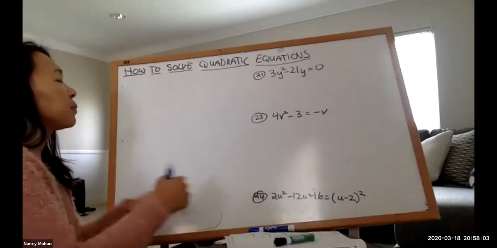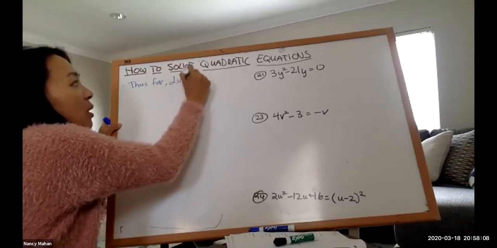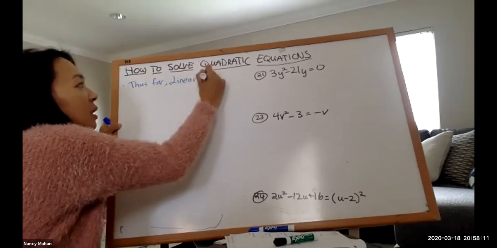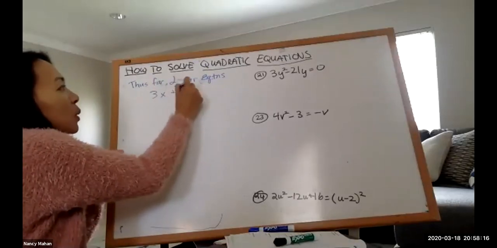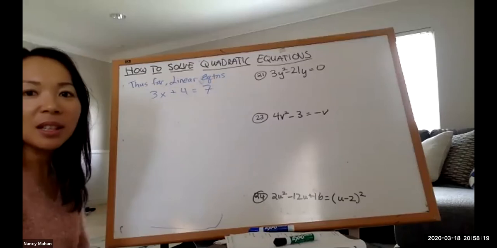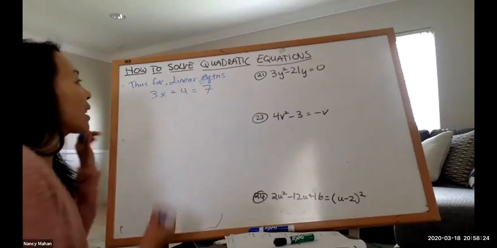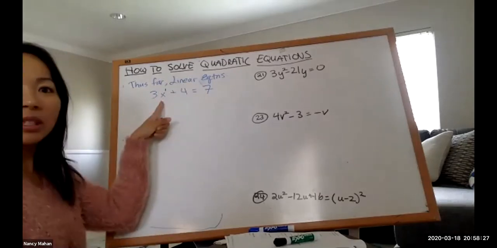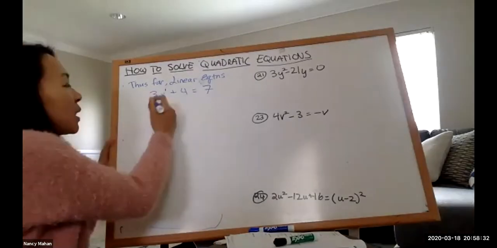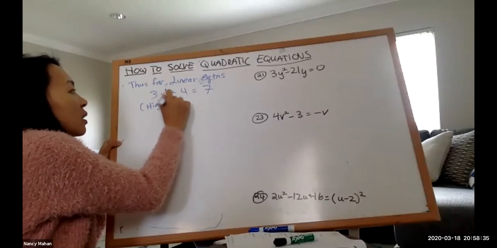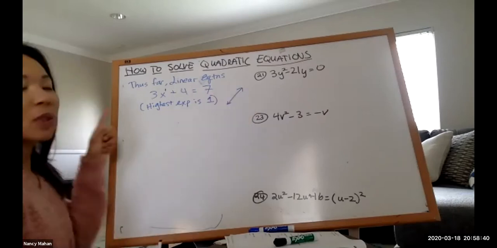So thus far, we've worked with linear equations. When we solved linear equations, we've solved things such as 3x plus 4 is equal to 7 or something like that. We solved this in the beginning of this semester. And notice that the highest exponent is the number 1. Whenever you're dealing with a linear equation, and a linear equation is something we draw, it becomes a line, the highest exponent is just 1. And it just looks like a line if you were to draw it. So that's a linear equation.